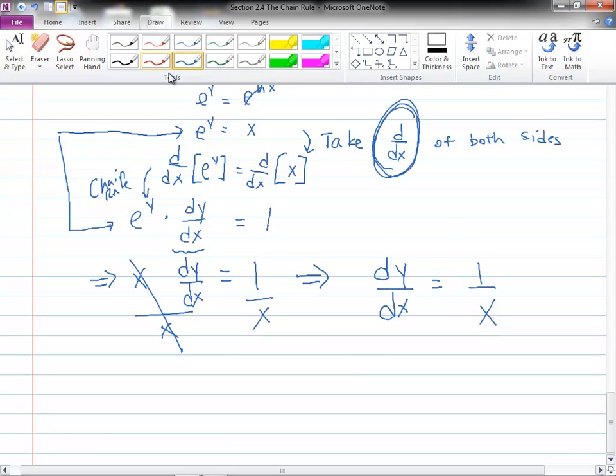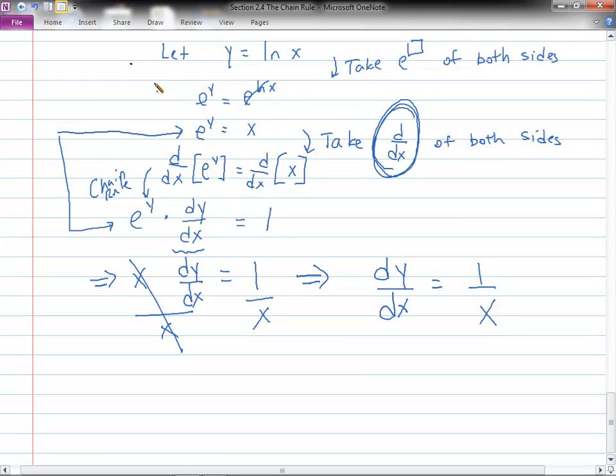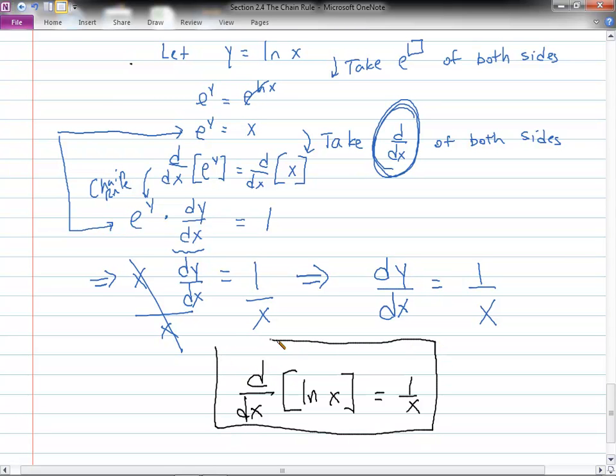So here's what we just proved. We just derived it ourselves from scratch. The derivative of the natural log of x is 1 over x. So there's a very important derivative formula that you need to know. Just like you know the derivative of sine is cosine, the derivative of cosine is negative sine, the derivative of e to the x is e to the x. Now the derivative of natural log of x is 1 over x. That is one you need to know. Okay?